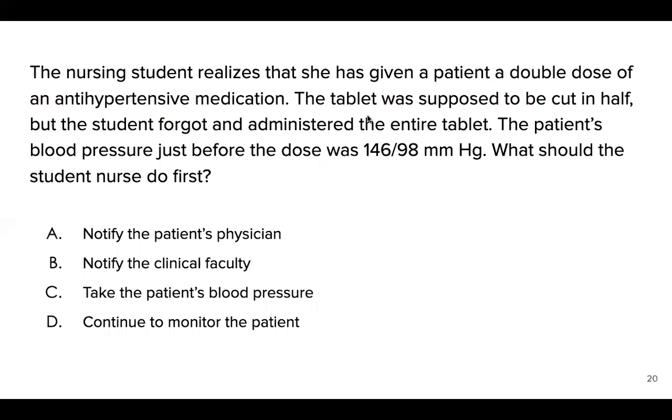The nursing student realizes that she has given a patient a double dose of an antihypertensive medication. That's a blood pressure medication. The tablet was supposed to be cut in half, but the student forgot and administered the entire tablet. The patient's blood pressure just before the dose was 146/98 millimeters of mercury. What should the student nurse do first? So I want you to look at all the different options and determine which one you think is best.